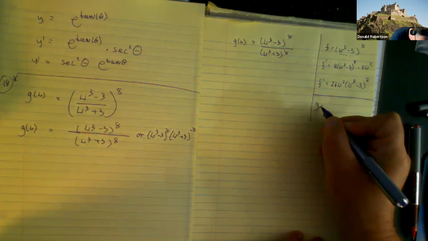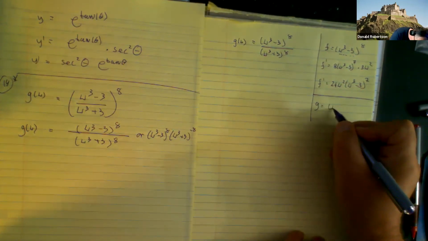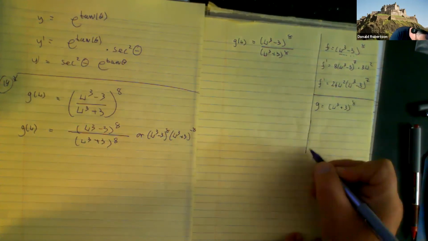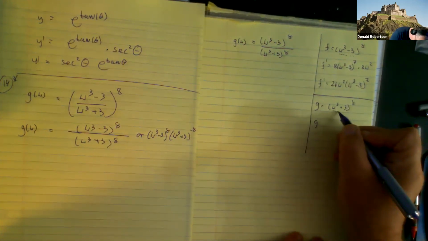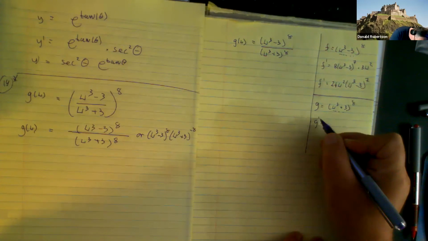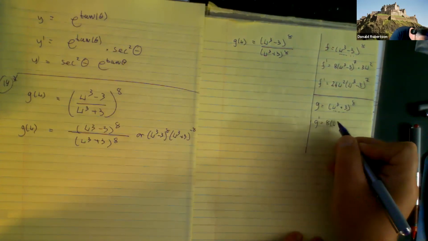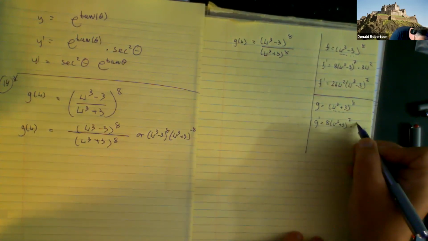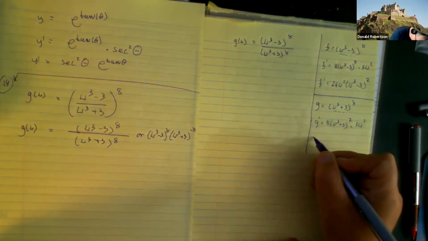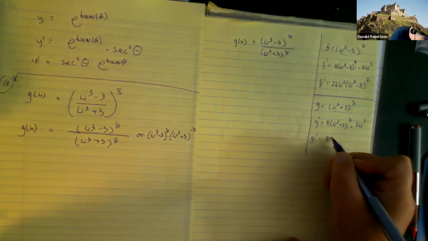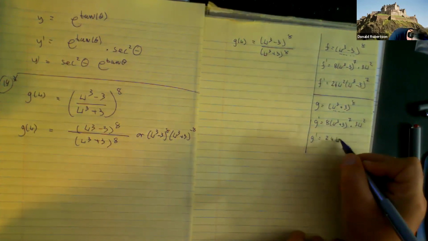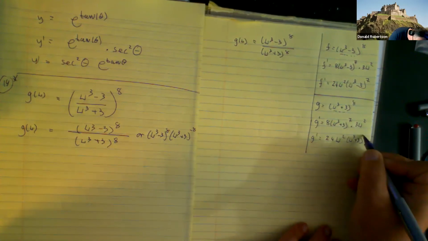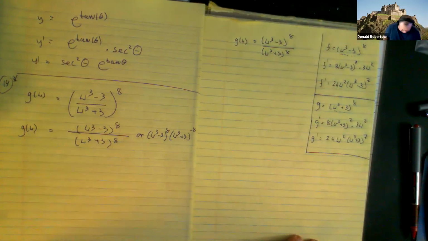Now, g is very similar. The inside function is that guy. So its derivative is 8 times the inside function to the power of 7 times the derivative of the inside function. And that tidies up to 24u squared (u cubed plus 3) to the 7th.